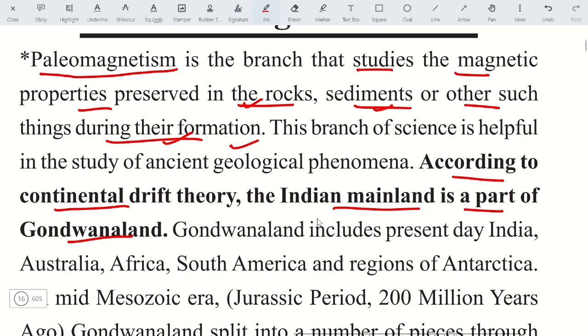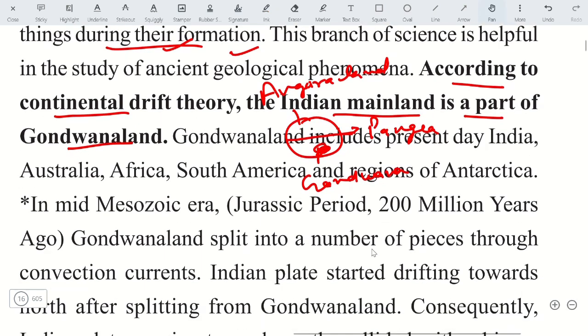According to the continental drift theory, which was given by Alfred Wegener, the Indian mainland is a part of Gondwana. There was a huge landmass which is called Pangaea. Pangaea was divided into two parts. One was called Angara land, and the other part was called Gondwana land. India is part of this Gondwana land, and a few other continents are also part of it: Australia, Africa, South America, and Antarctica.